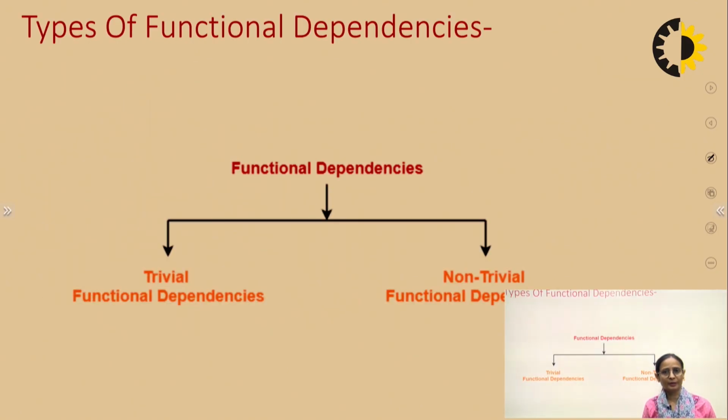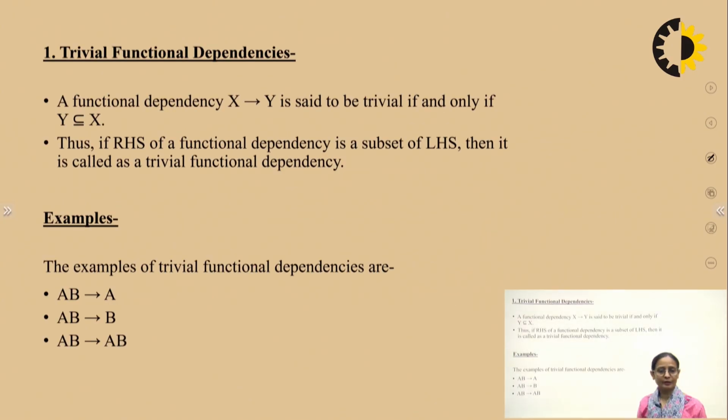Types of the functional dependencies, generally we are having 2 types. One is trivial functional dependencies and the other one is non-trivial. What does the trivial functional dependency say? It says a functional dependency where X implies Y is said to be trivial if and only if Y is a subset of X. Thus, if the right hand side of a functional dependency is a subset of the left hand side, then it is called the trivial functional dependency. So these are the examples here.